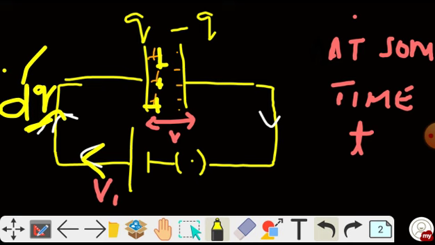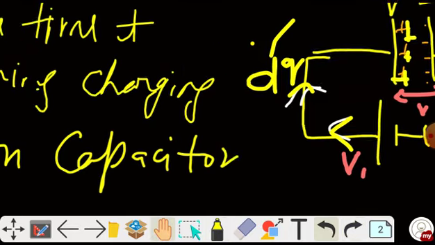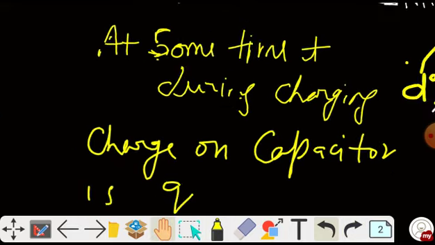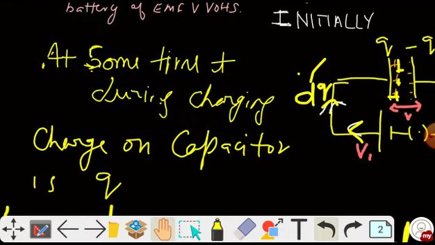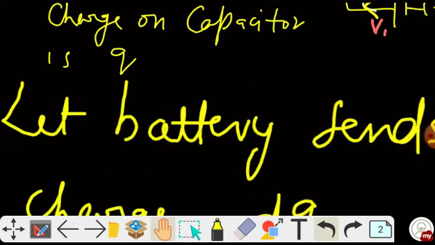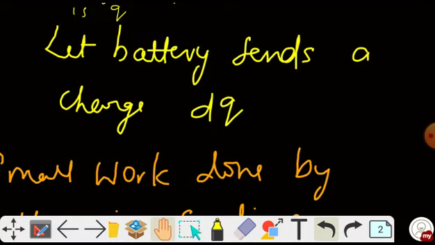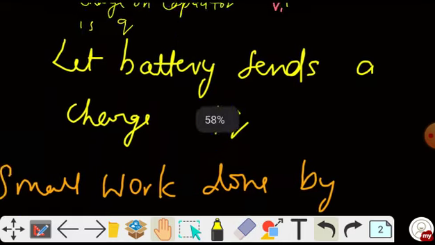Okay, so let some instant t, we will use this instant for the derivation purpose. So let at some time t during the charging process, the charge on this capacitor plate be small q and the potential difference between the plates be v. And now let a battery further send a charge dq.